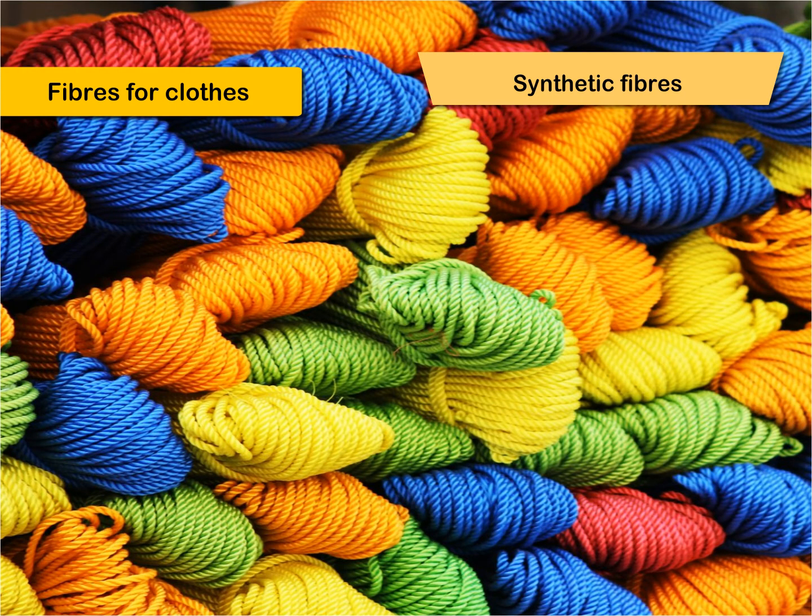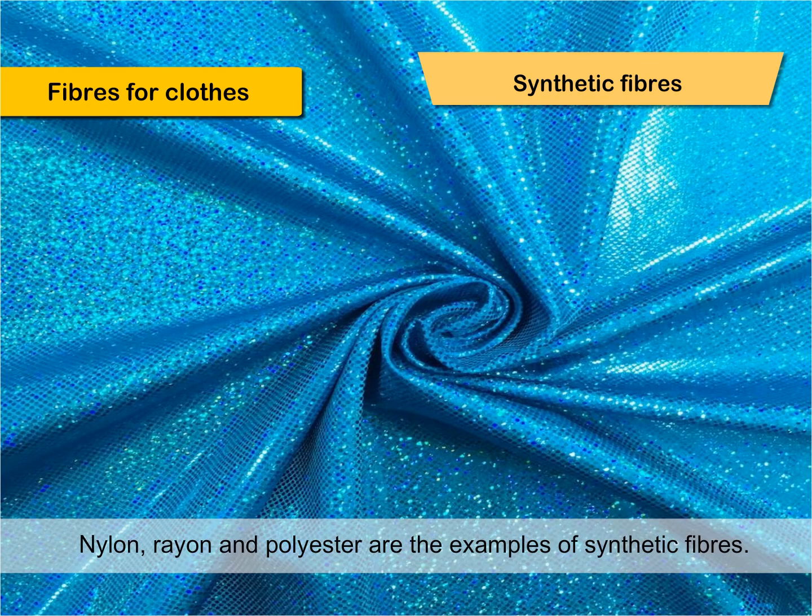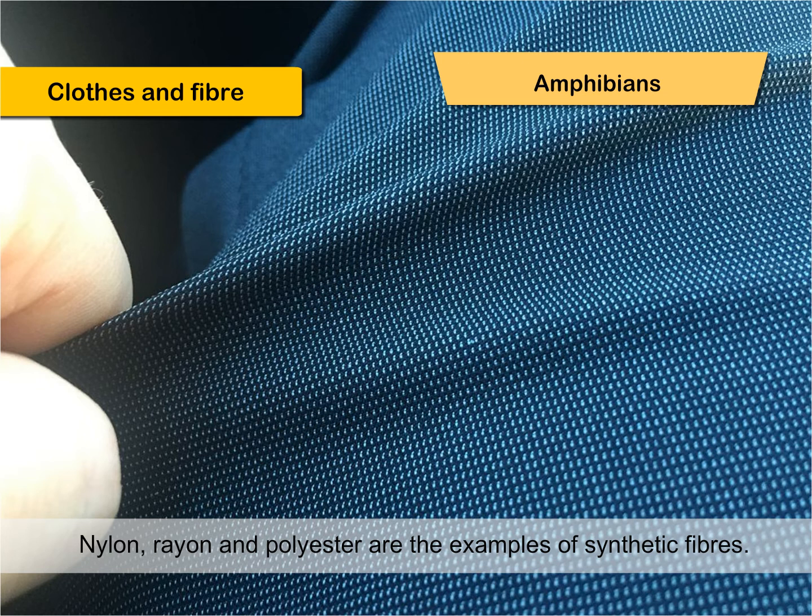Synthetic fibers. Synthetic fibers are man-made and are made from chemicals. Nylon, rayon, and polyester are the examples of synthetic fibers. They are usually stronger than natural fibers.